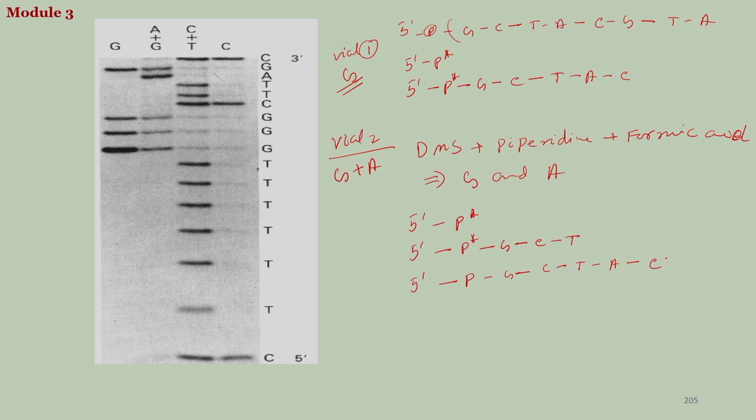G would be chopped off, G, C, T, A, C, G and T, A would be cleaved. So, we will get these fragments from the vial 2, which basically destroys both G and A. So, this is also a kind of double check method, where you can get two bands and can verify with the other. So, that is vial 1 and 2.